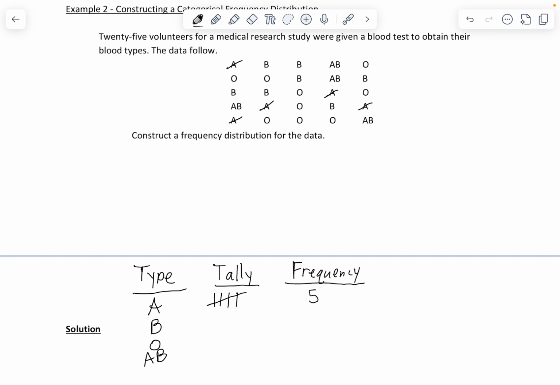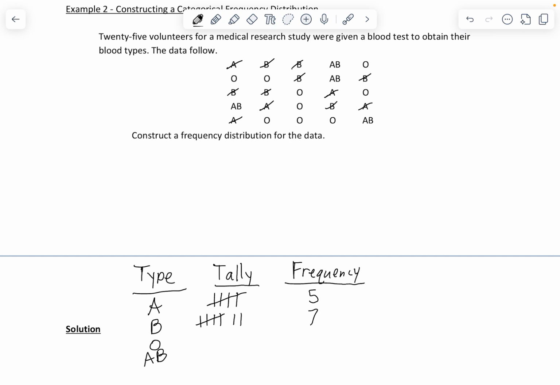And then we move on to B. Cross it out, tally, cross it out, tally, cross it out, tally, cross it out, tally, cross it out, tally, cross it out, tally. That looks like it has a frequency of 7.